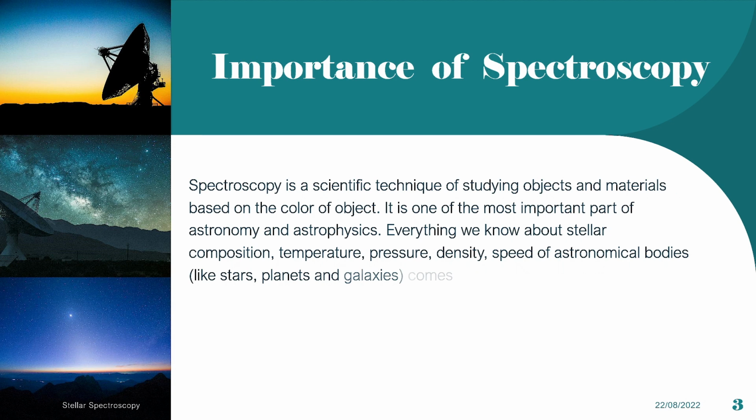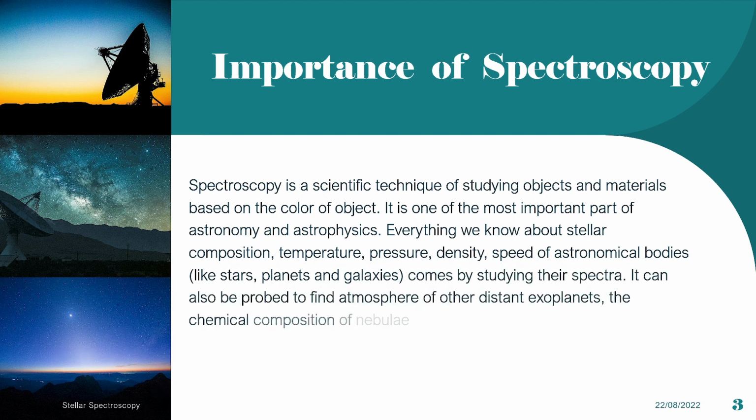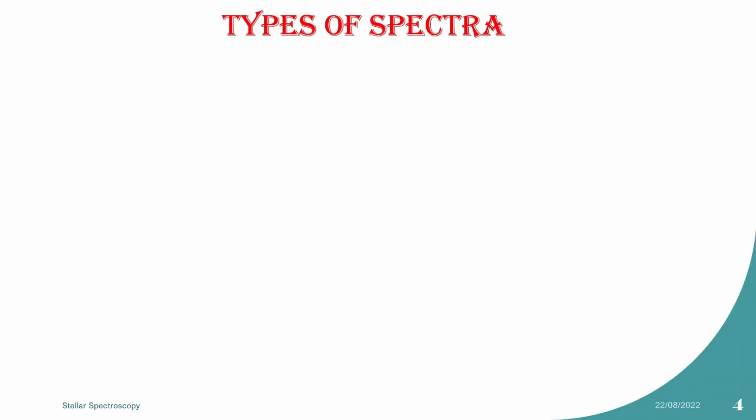Everything we know about stellar composition, temperature, pressure, density, and speed of astronomical bodies like stars, planets, and galaxies comes by studying their spectra. It can also be probed to find the atmosphere of distant exoplanets, the chemical composition of nebulae, and the surrounding atmosphere of black holes, and many more. So let's move on to our next slide, which is the types of spectra.